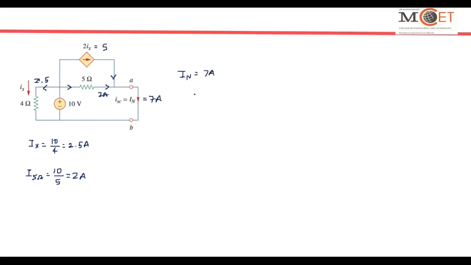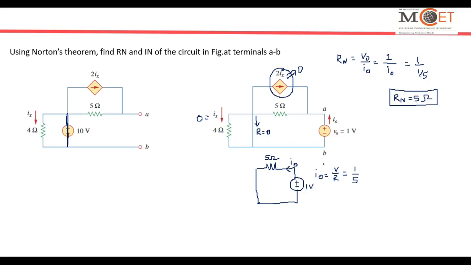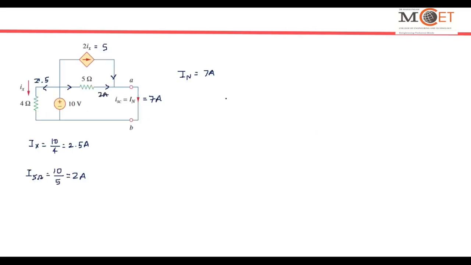So the equivalent circuit is Rn is 5 ohms and In is equal to 7 amperes. The equivalent circuit will become a 7 ampere current source with a parallel resistance equal to 5 ohms. This is how the Norton's equivalent circuit can be obtained for any given electrical two-terminal linear network.